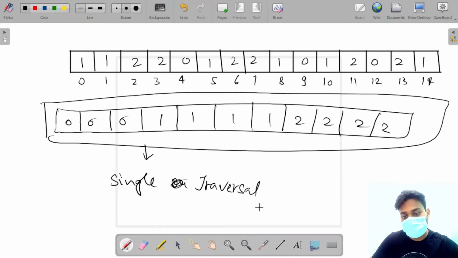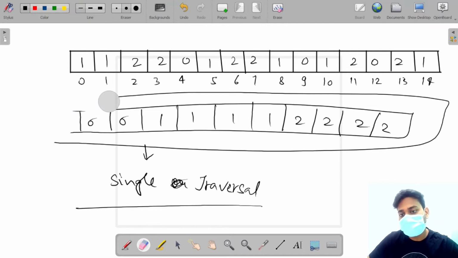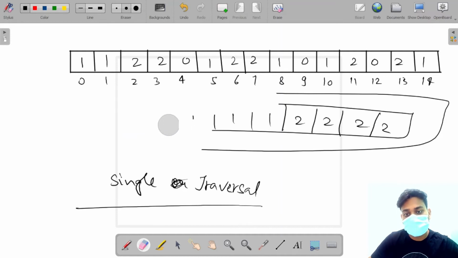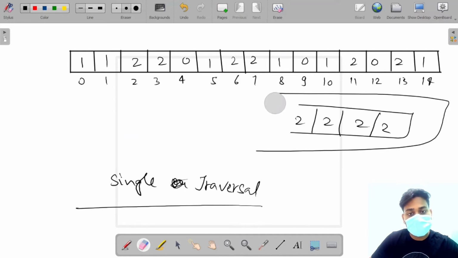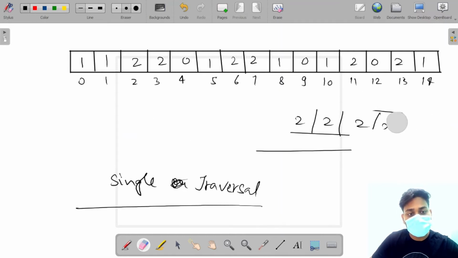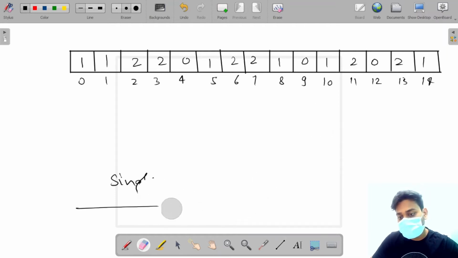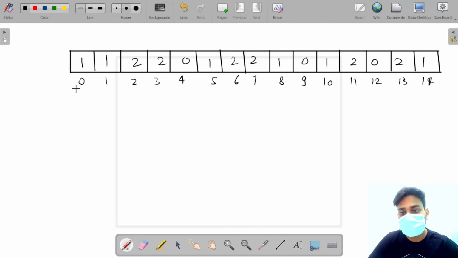So what will be the approach to solve this problem? This problem is directly related to the previous problem, the 0, 1 problem, in which you have solved 0, 1 in a single traversal. So I recommend you to watch that video before watching this video, because it will help you to grasp things faster. So now let's start this problem approach.